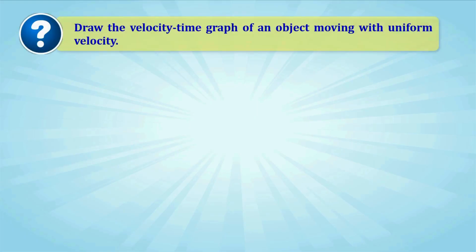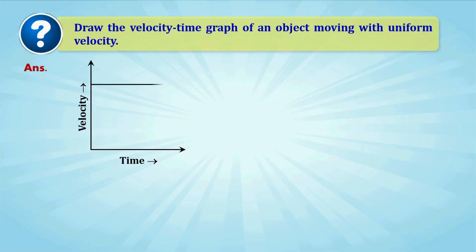Now let us see how the velocity-time graph looks for an object moving with uniform velocity. Uniform velocity means that the velocity of the object remains constant with time. Since the velocity does not change, the value of velocity stays the same at every instant of time. Therefore, when we draw the velocity-time graph, the line remains horizontal. This horizontal line is parallel to the time axis, showing that the velocity is constant throughout the motion. So, the velocity-time graph for uniform velocity is a straight horizontal line parallel to the time axis.